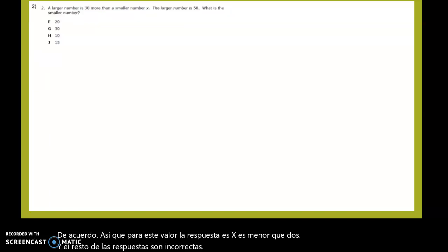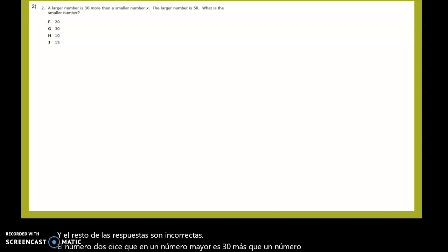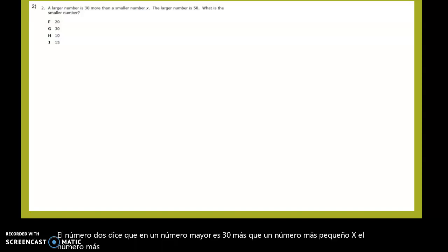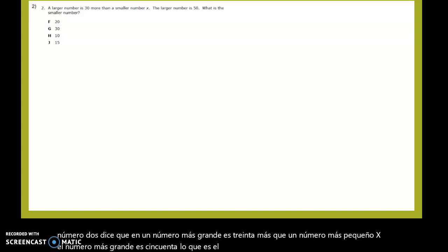Number 2 says that a larger number is 30 more than a smaller number x. The larger number is 50. What is the smaller number? Well then, okay. So a larger number is 30 more than a smaller number. So we need to set up our equation, of course.